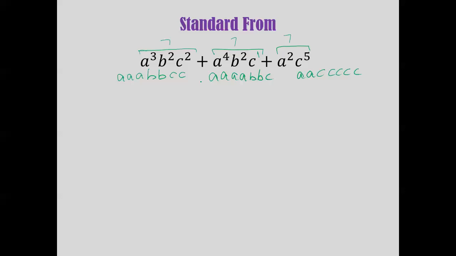So this one has 4 A's, so in standard form we would write A to the 4th B squared C. And then the next one that would come next is this one, so we would write plus A to the 3rd B squared C squared, and then that last guy. And that's how we deal with the tie.